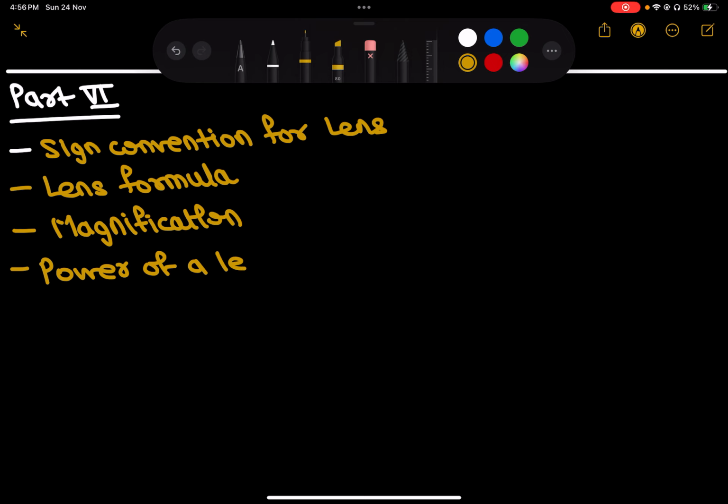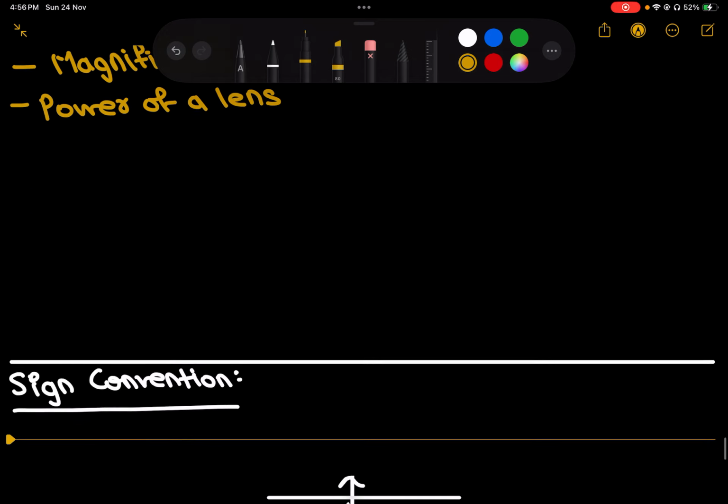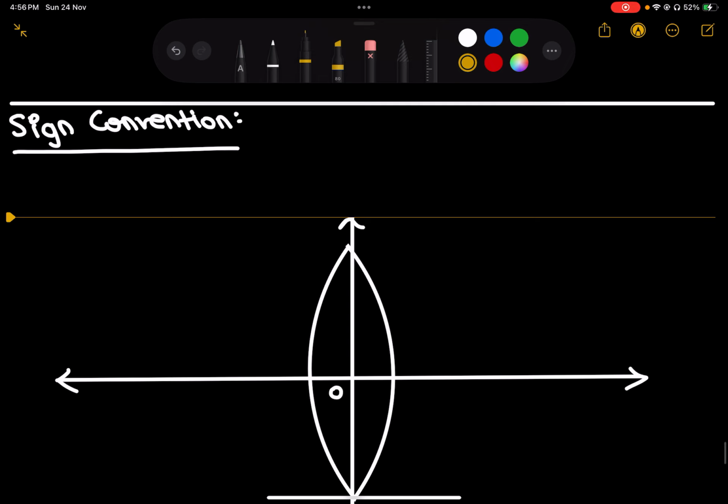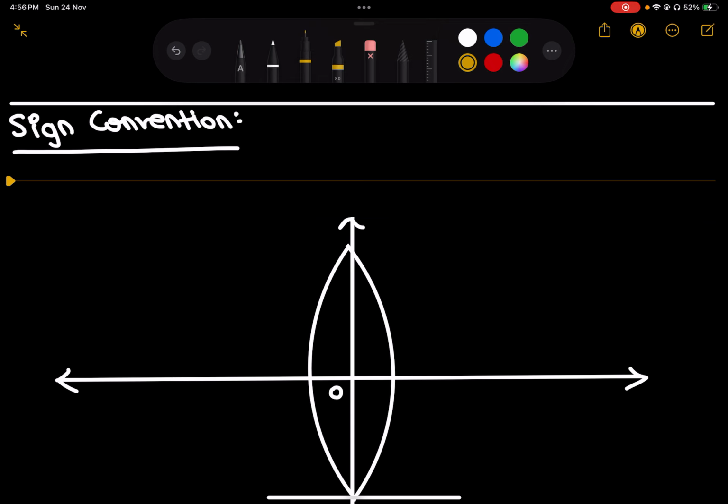So this part is very important regarding the numerical section of this chapter. Anyways, let's begin with sign convention. The sign convention for lenses is very similar, you might even say same as the mirrors. The only difference is that in mirrors, all the distances were measured from the pole, but here in lenses, they will be measured from the optical center. That is the only difference. But still, I will revise all of the rules here once again.